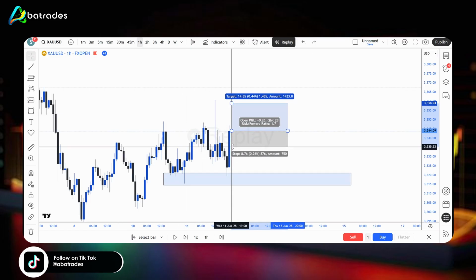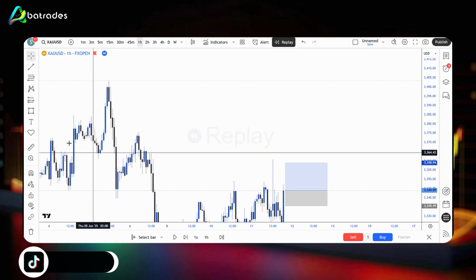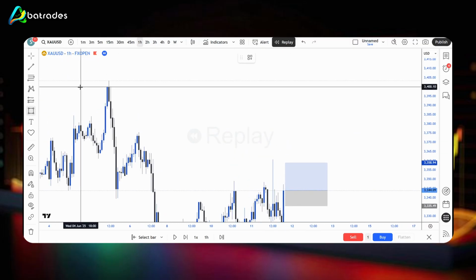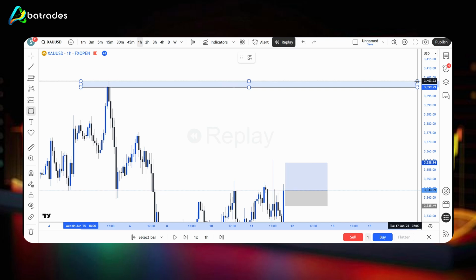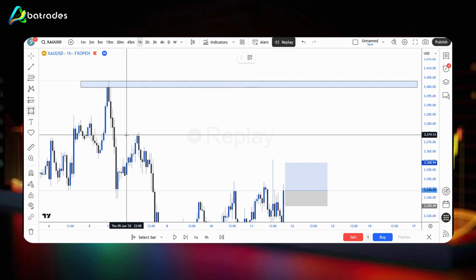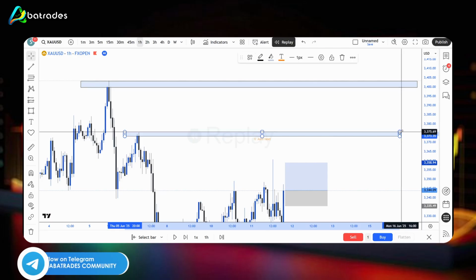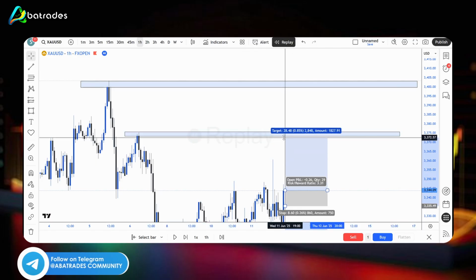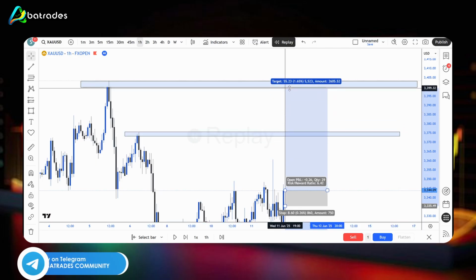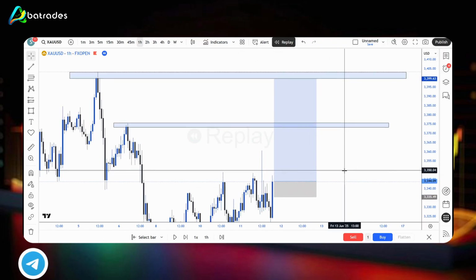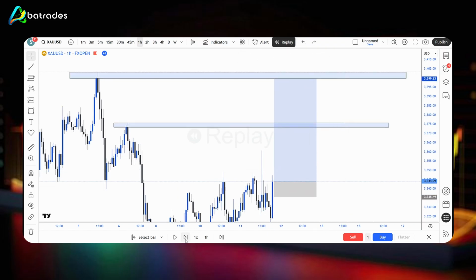Okay, so you can have something like this, and then we are going to target the last resistance on that particular structure. So we are going to target here, but then we can also target here to take some profit, since it's also a resistance point on the chart. So we'll have our take profit here, and then maybe our last take profit all the way here. All right, so let's see what happens on this trade.